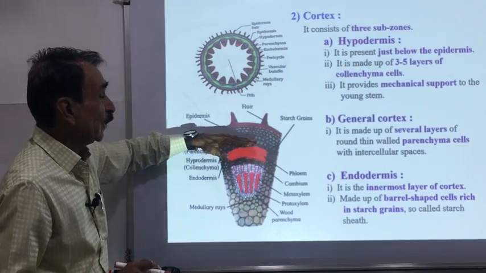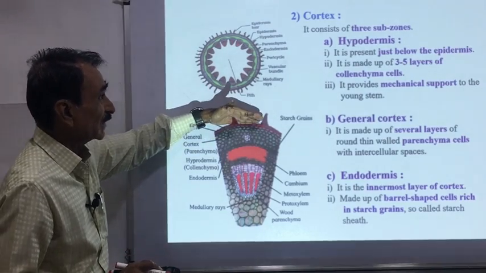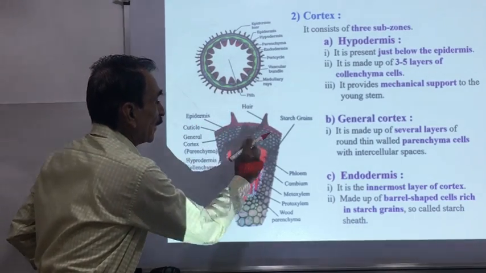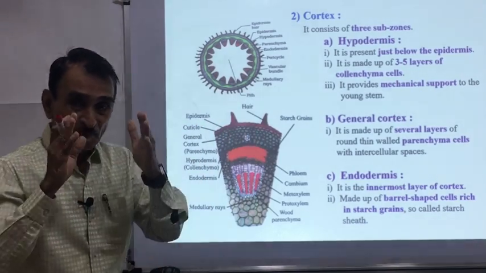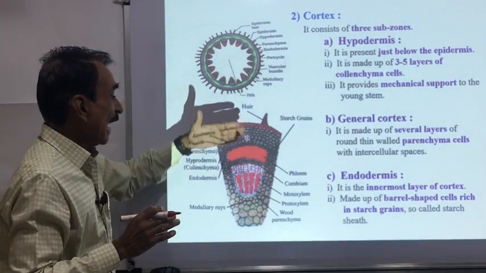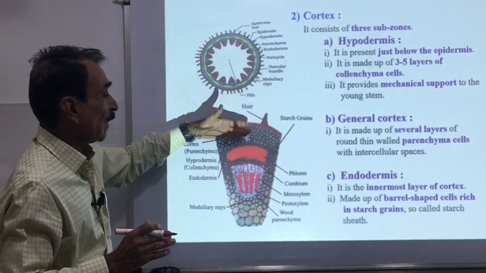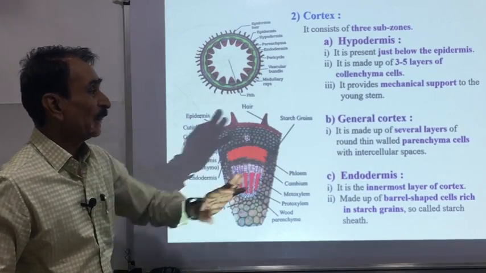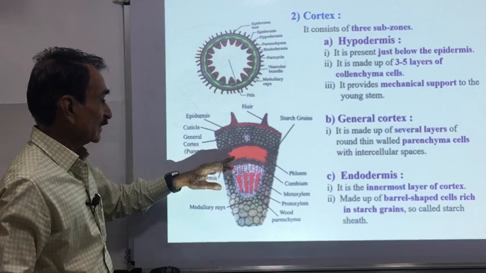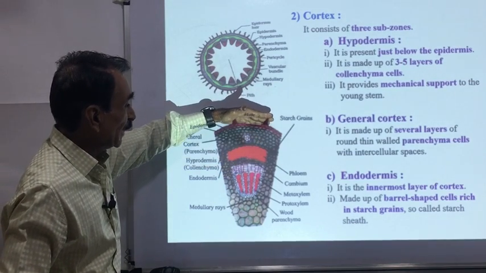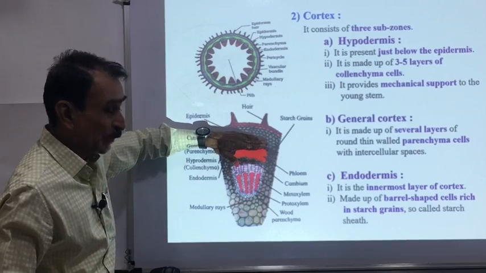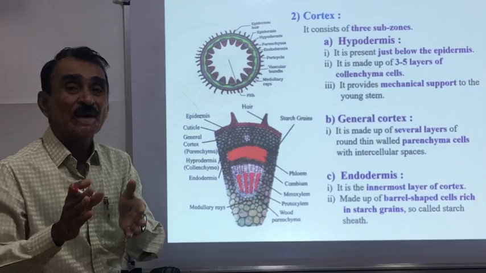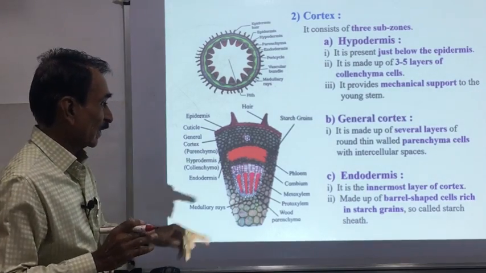some layers or few layers of the cortex toward the outer side are called the hypodermis. This hypodermis is made up of collenchyma cells, which provide mechanical support. And the inner cortex is made up of parenchyma cells, and this is called the general cortex. It is made up of several layers of parenchyma cells. And just below the epidermis, there is a hypodermis. This is made up of collenchyma cells, which are thick-walled and provide mechanical support.